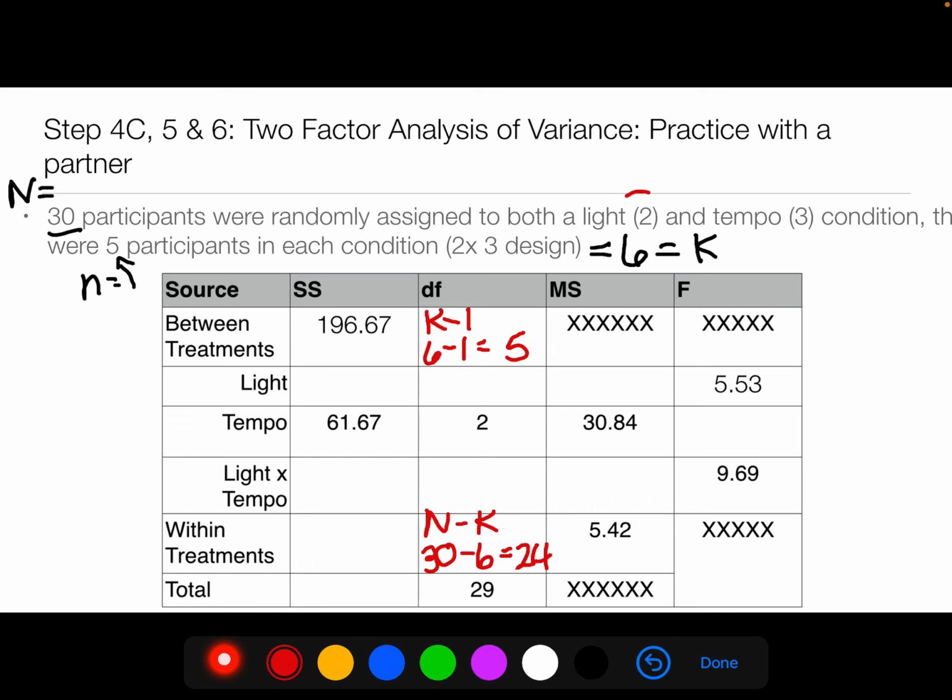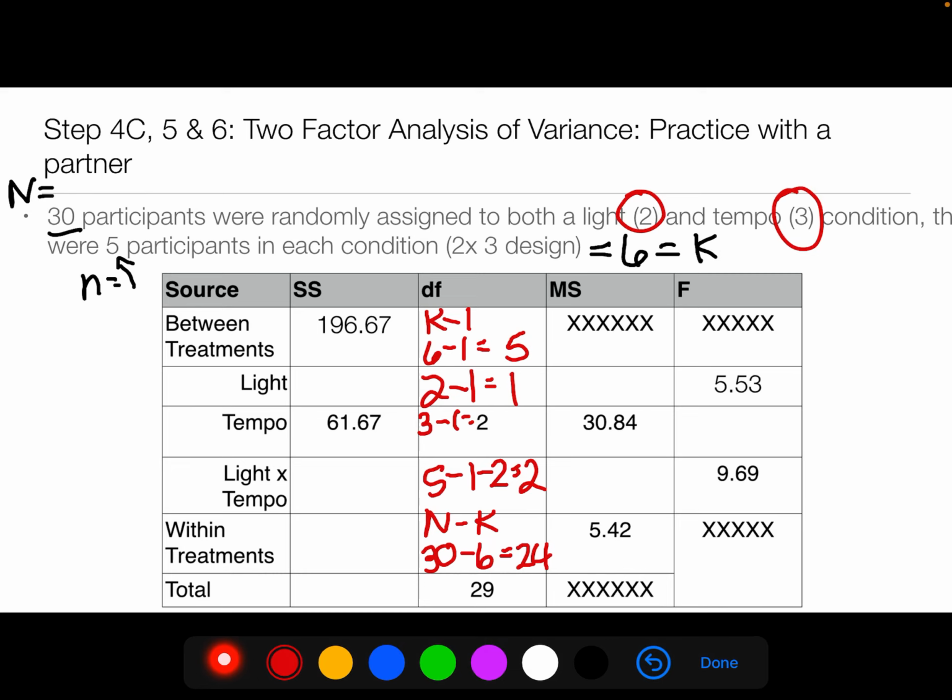Our light has 2 levels, so 2 minus 1 is equal to 1. Our tempo has 3 levels. They've already solved that for us, but again, 3 minus 1 is equal to 2. And how we get this interaction degrees of freedom, remember, we're going to take this between value and then we're going to subtract out both of these values. So we would take our 5 minus 1 minus 2, that will equal 2. So we have our degrees of freedom for all of them now.